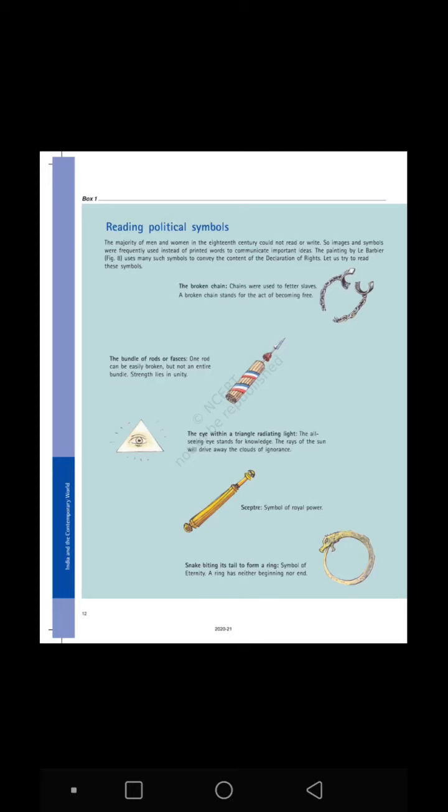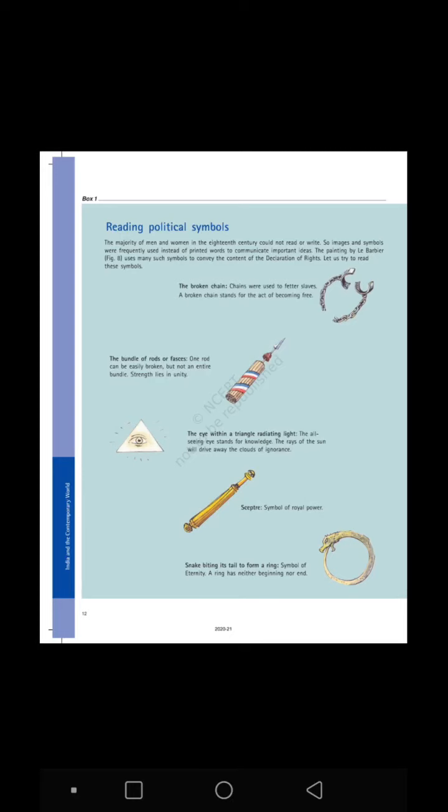The broken chain. Chains were used to fetter slaves. A broken chain stands for the act of becoming free. The bundle of rods or fasces. One rod can be easily broken, but not an entire bundle. Strength lies in unity. The eye within a triangle, radiating light. The all-seeing eye stands for knowledge. The rays of the sun will drive away the clouds of ignorance.